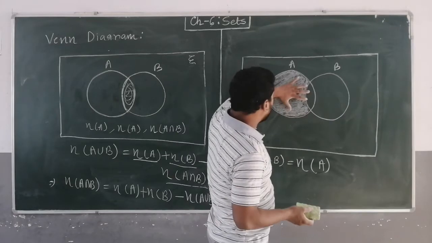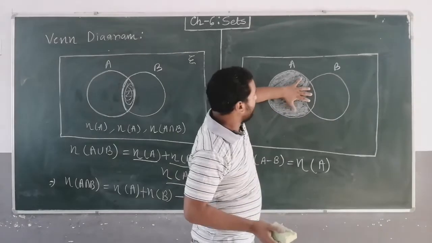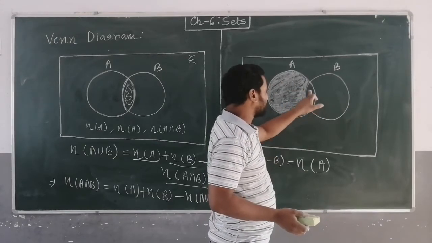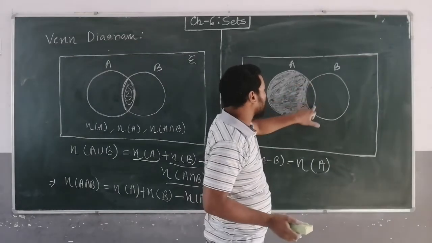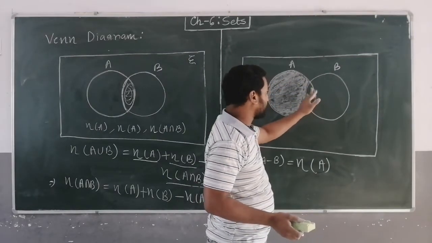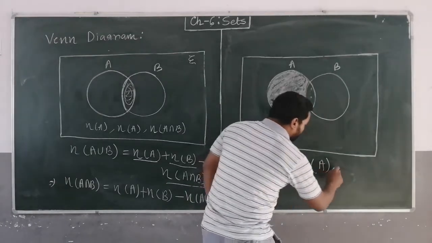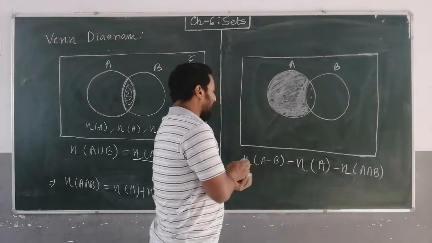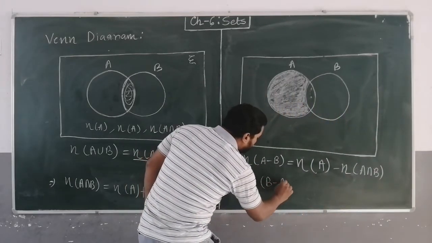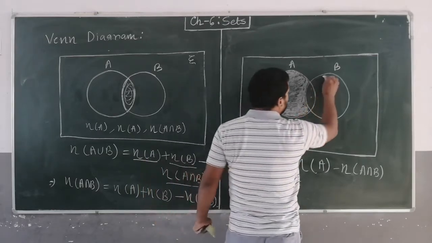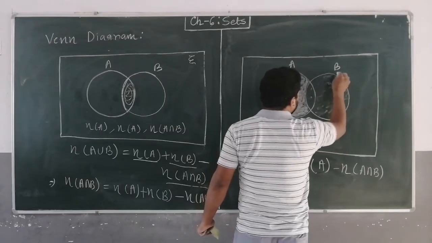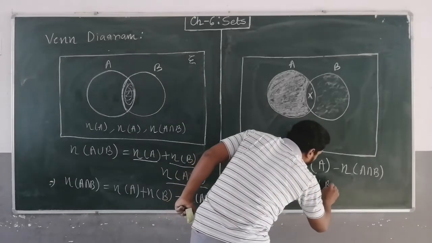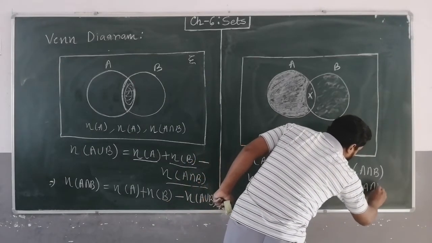Now cardinal number of A means this total set A, but in A minus B is this portion. So this portion is excluded and this portion is A intersection B. So from the set A you have to subtract A intersection B, means minus cardinal number of A intersection B. And in case of B minus A, it will be this part. It means from B you have to subtract this intersection portion, means it will be cardinal number of B minus cardinal number of A intersection B.